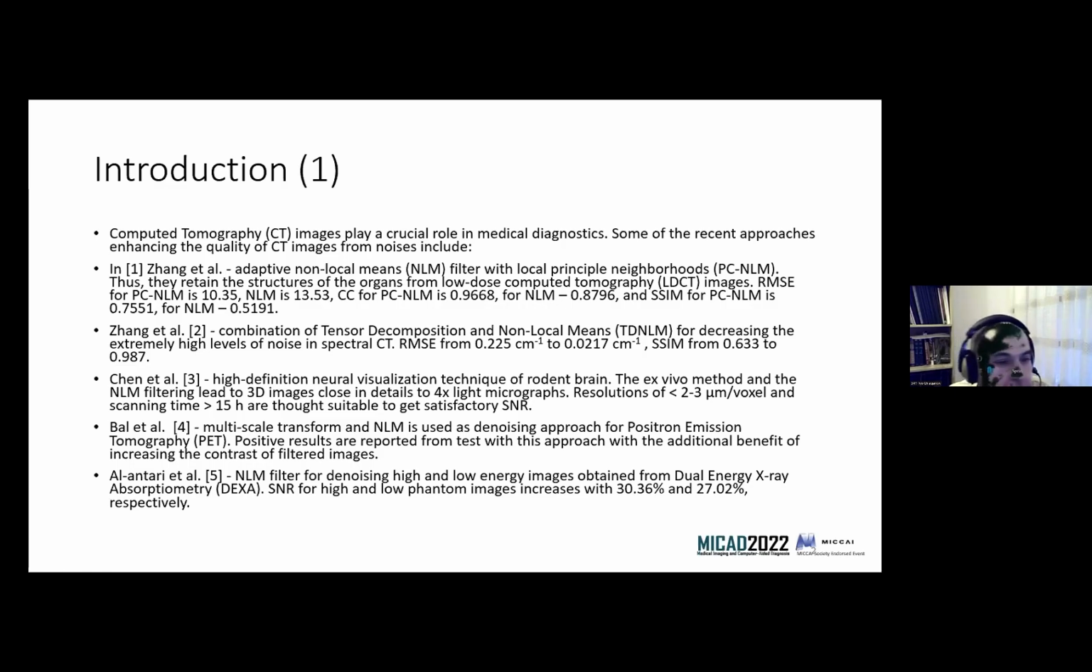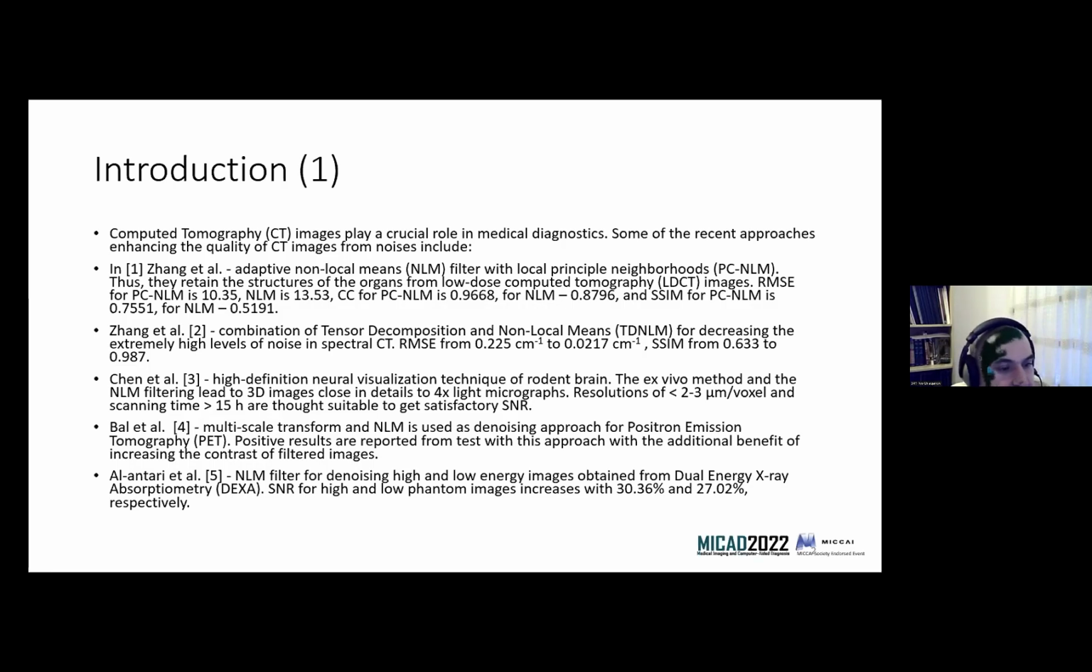They achieved root mean square errors of the filtered images in the order of 10.35, while the non-local means filter alone achieves only 13.53. Another work of Zhang and co-authors used the combination of tensor decomposition and non-local means, which decreases the extremely high levels of noise in spectral CT. The root mean square error here is in the order of 0.225 inverse centimeters up to 0.0217 inverse centimeters. The structural similarity index varies between 0.633 and 0.987.